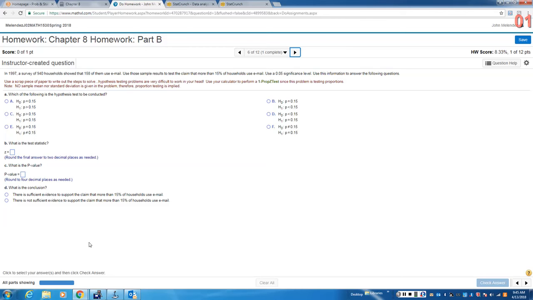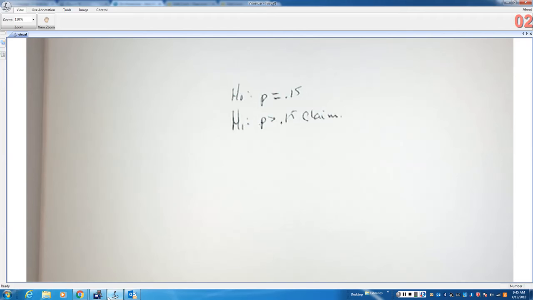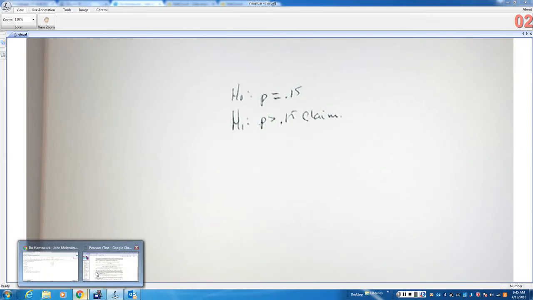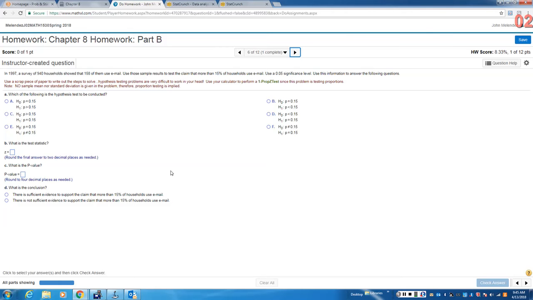Now our next step is going to be to get our information. So my information is this. I have x, and my x is going to be 158. My n is going to be 940.